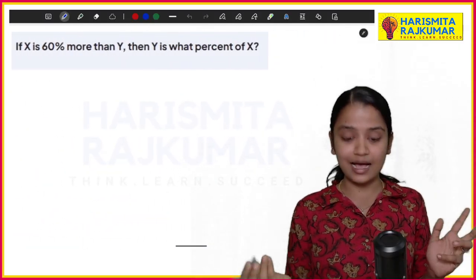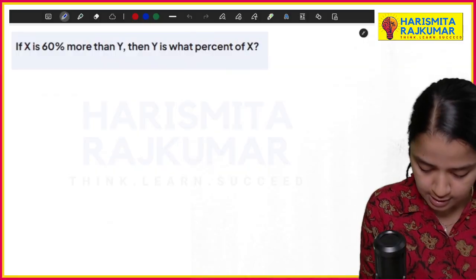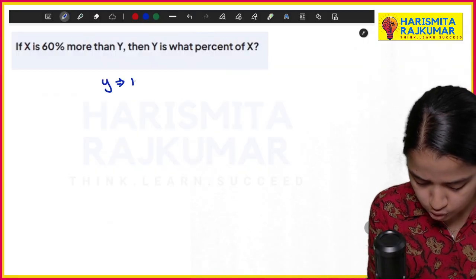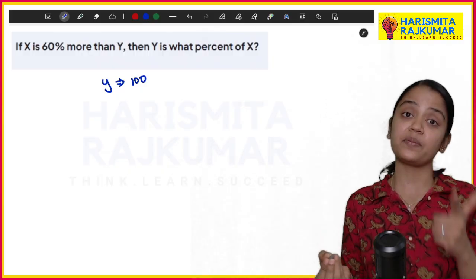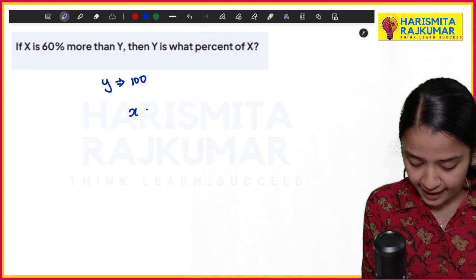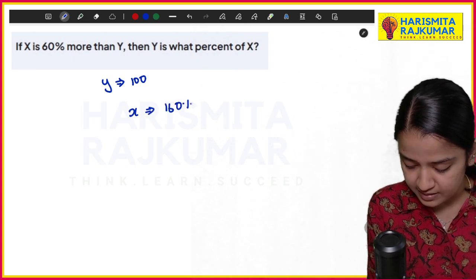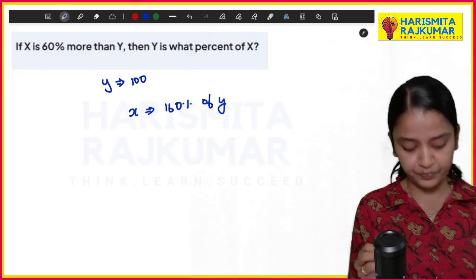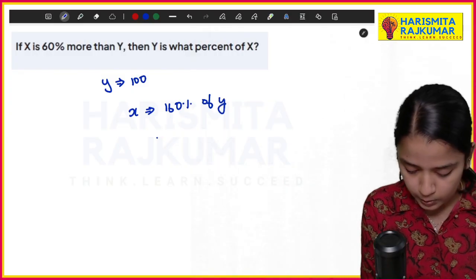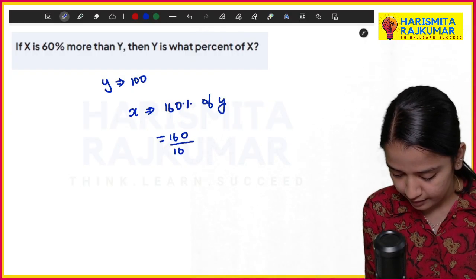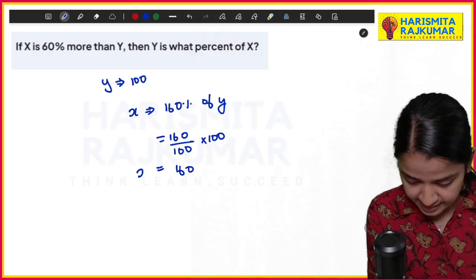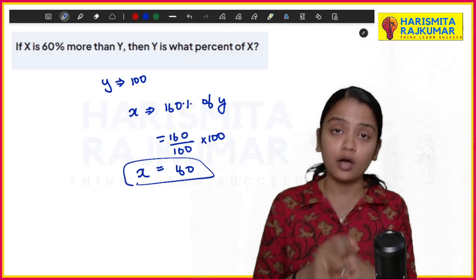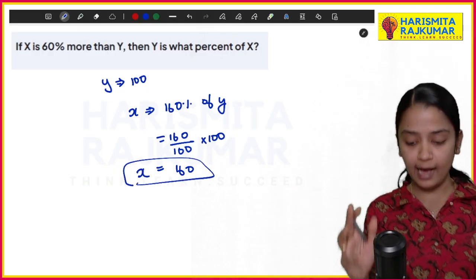So let us assume y is 100. Basically, x is 60 percentage more than y, so x will be 160 percentage of y. When I solve it, it will be 160 by 100 into 100, so you will have 160. That is your x.